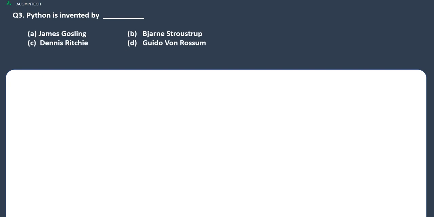Now let's move to the next question. Question number three. Python is invented by dash. Let's have a look at the options. A, James Gosling, B, Johannes Rospers, C, Dennis Ritchie, and D, Guido von Rossum. Pause the video and try answering the question. The answer to this is D, Guido von Rossum. So Python was invented by Guido von Rossum in 1989 in Netherlands.